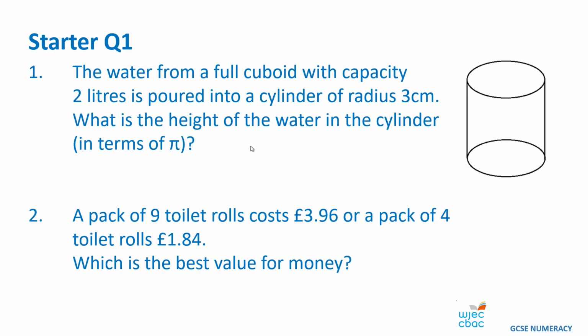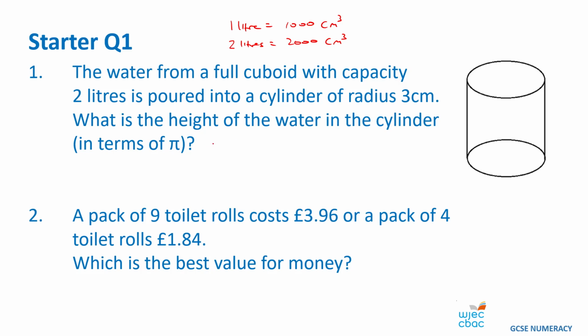Right, so our first starter today: we've got water from a cuboid with capacity 2 litres poured into a cylinder of radius 3 centimetres. What's the height of the water in the cylinder? So how high does 2 litres go in this cylinder? In order to do this question, you have to know that 1 litre is equal to 1000 cubic centimetres. That means 2 litres is going to be equal to 2000 cubic centimetres. So that's the volume of water we have in the cylinder.